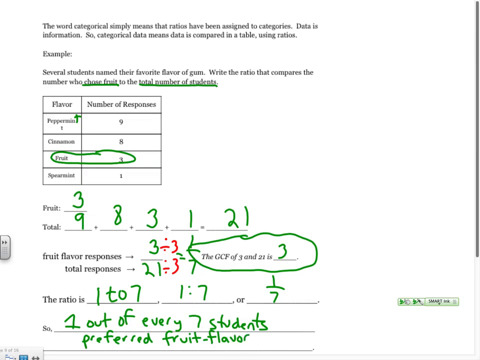What flavor do you prefer? I don't really like to chew gum, but I think if I had to, I would pick spearmint. All right, like that really matters, but there you go.